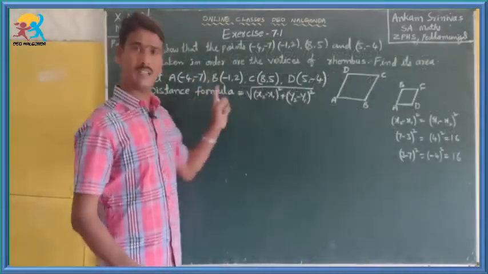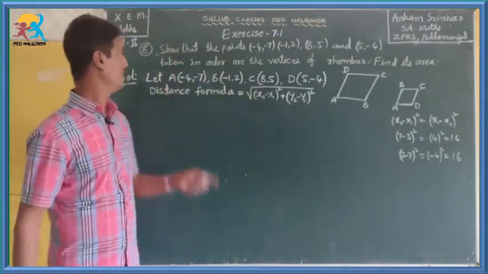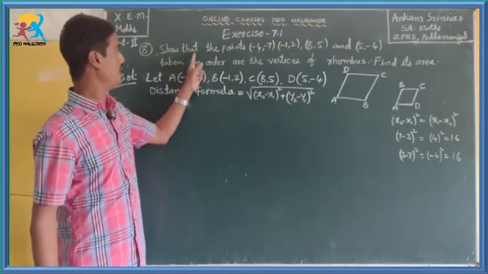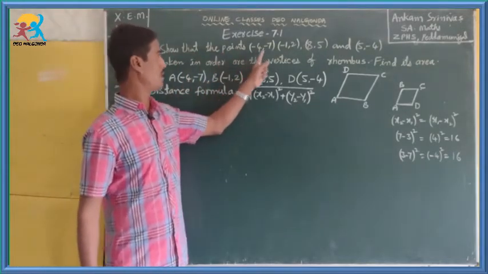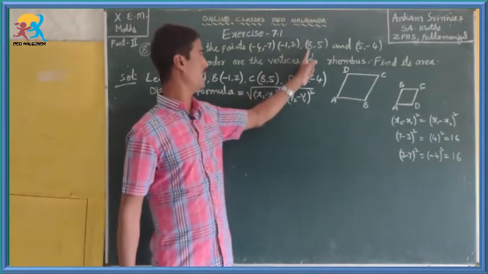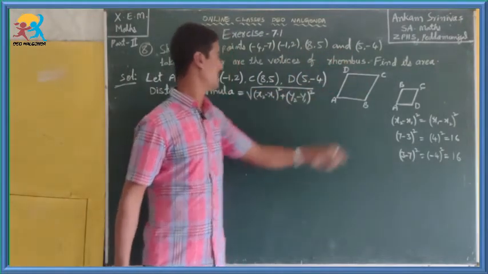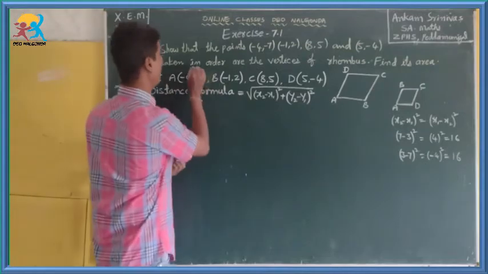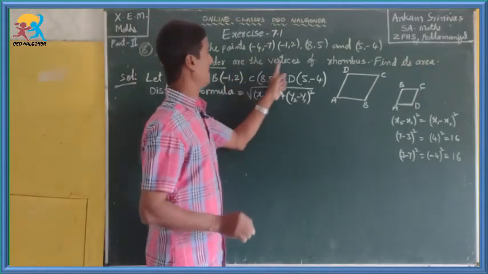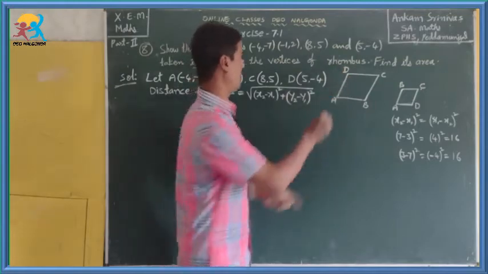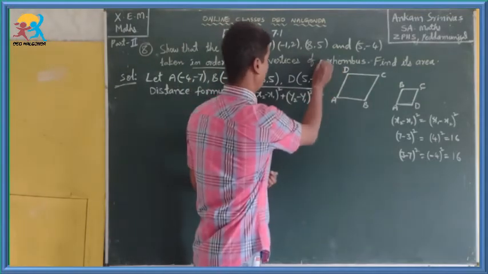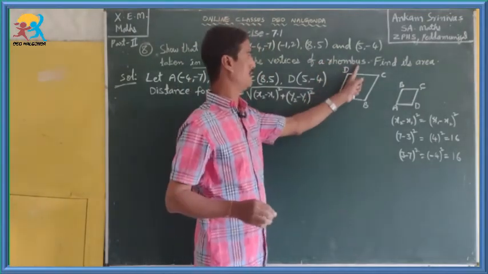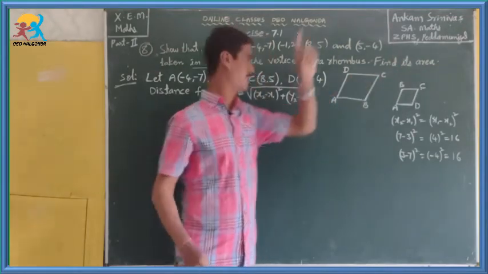Dear children, take another problem in exercise 7.1. This is the 8th problem. Show that the points (minus 4, 7), (minus 1, 2), (8, 5), (5, minus 4) taken in order are the vertices of a rhombus. Find its area.